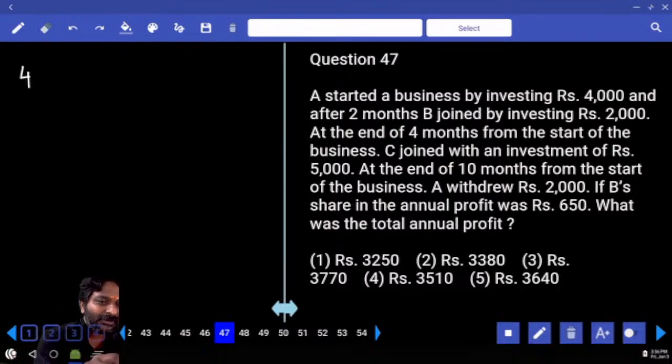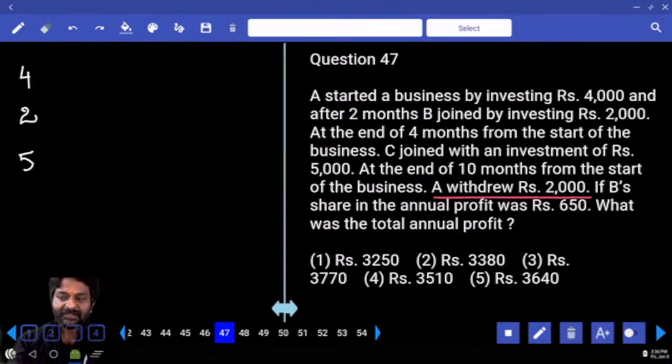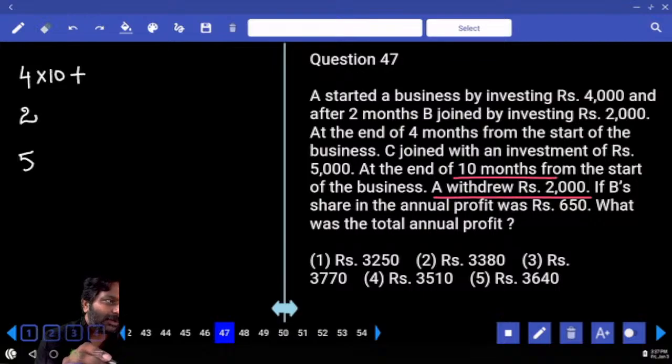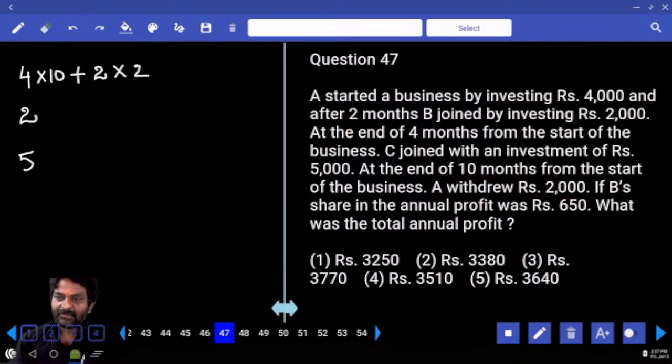A invested 4,000, B invested 2,000, C invested 5,000. A started. Correct? A withdrew 2,000 rupees. When is that? That means the initial investment is there for 10 months. After that 2,000 withdrawn, the remaining 2,000 is there. Correct? That will be there for the remaining 2 months. When did B join? After 2 months. Did B change his investment afterwards? No. So B's initial investment will be there for the rest of the period, which is 10 months.